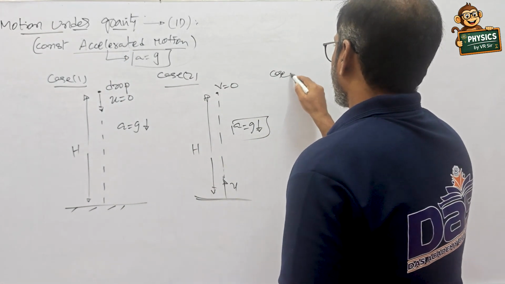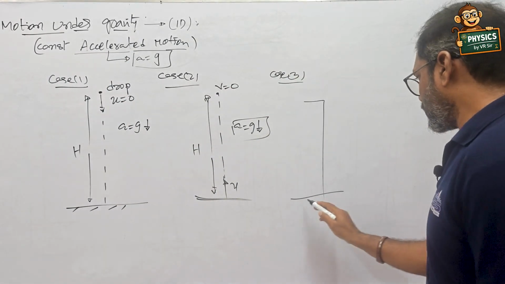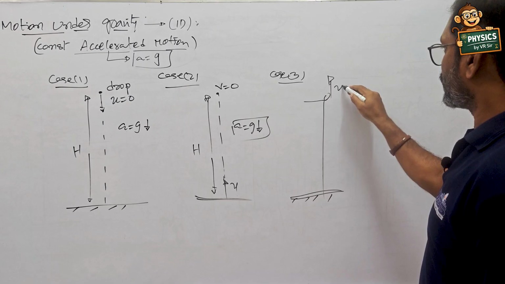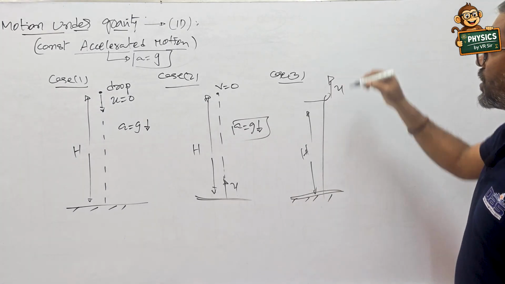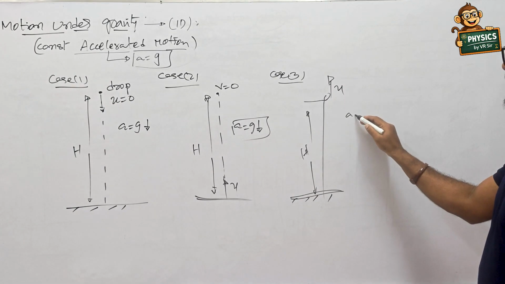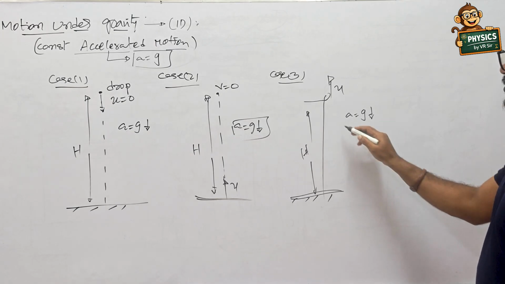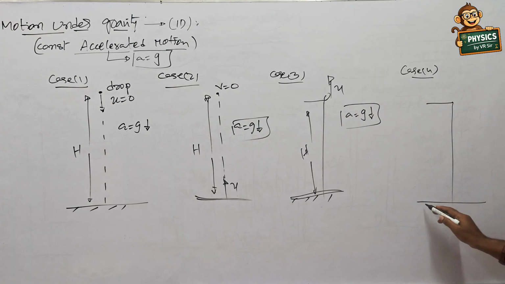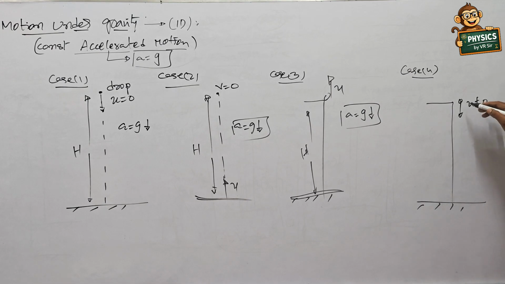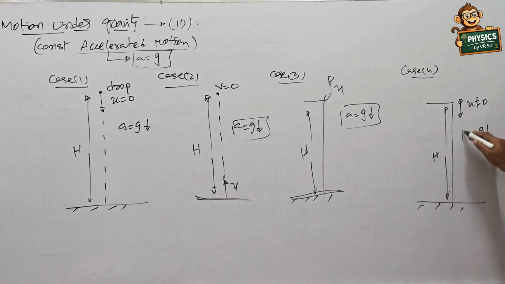Now case 3 is when the object is thrown up from some height h. And case 4 is when the object is thrown down from some height h. These are the 4 cases we are going to discuss. In all these cases, acceleration due to gravity is downward only.